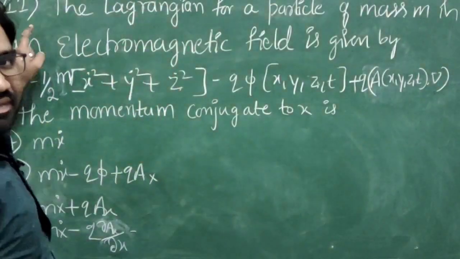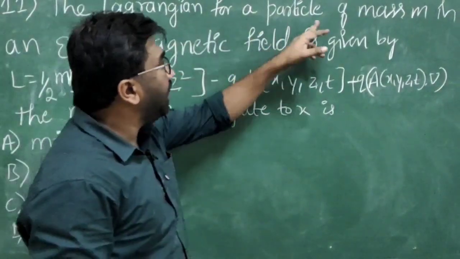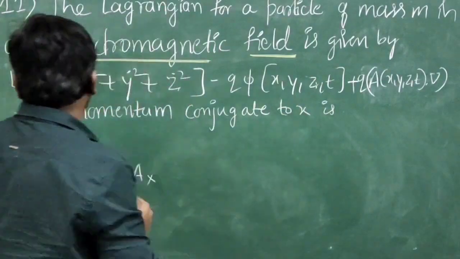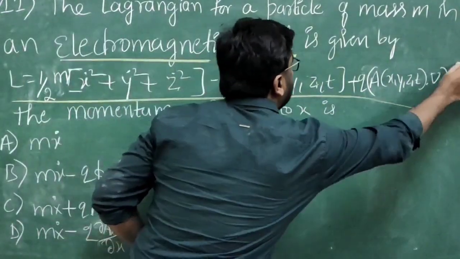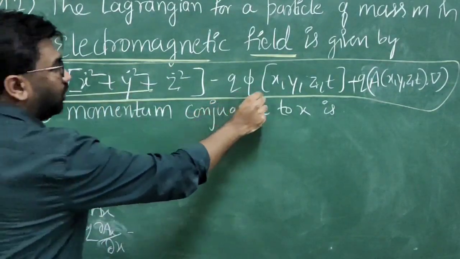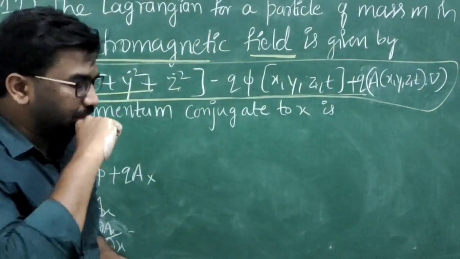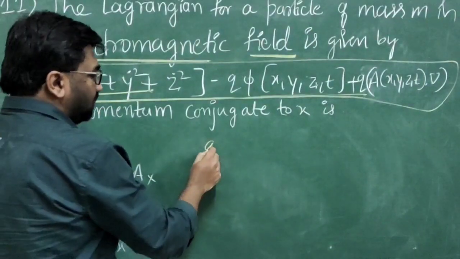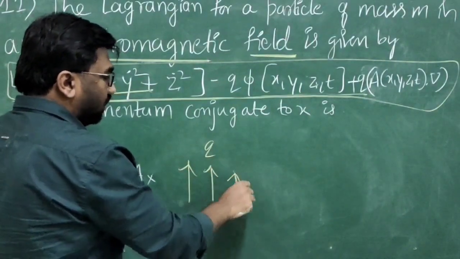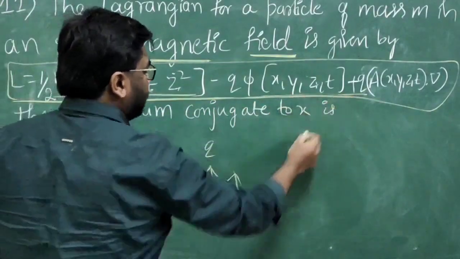So this is question number 11, which is also based on the Lagrangian. The Lagrangian for a particle of mass m in an electromagnetic field is given. So this is the Lagrangian. This is for kinetic energy and this is for potential energy. If a charged particle is placed in an electromagnetic field, its Lagrangian is this one, with this kinetic energy and this potential energy of the particle.